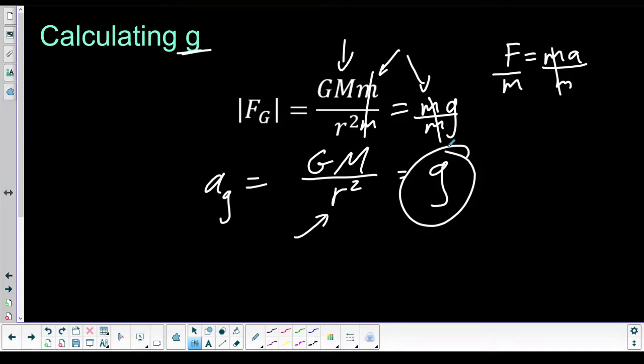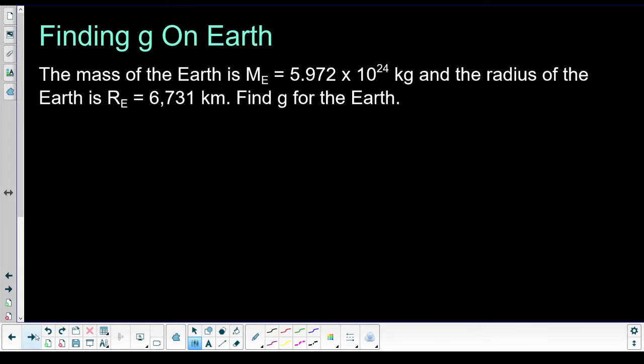This could be a planet, it could be a moon, it could be an asteroid or a meteor or a comet or you. It could be you, which is, I think, interesting to think about. What is your gravitational acceleration? Maybe we'll talk about that later, but not in these notes. So let's calculate little g for some stuff, just to make sure that it works the way we think it works. So let's find little g on Earth.